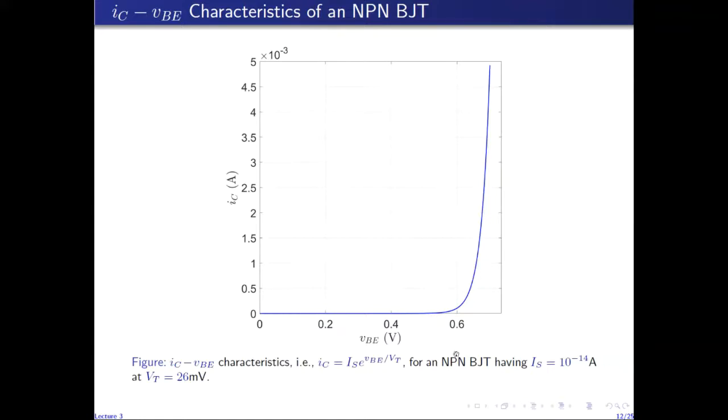And these characteristics have been shown for an NPN BJT having scale current equal to 10 to the minus 14 amperes at such a temperature at which VT is equal to 26 millivolts. So IS is a highly temperature dependent quantity, which is why I always specify it at some temperature or equivalently at some thermal voltage, because thermal voltage has one-to-one correspondence with the temperature. So I can either specify IS at a temperature or at the corresponding VT.